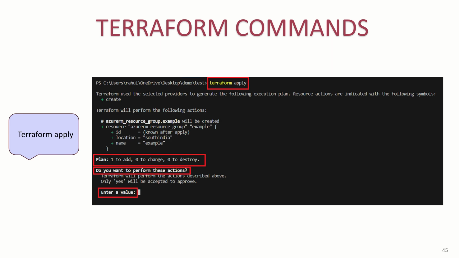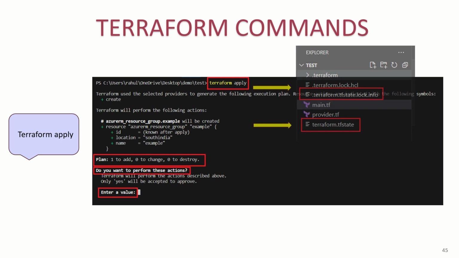Once this is done, we can run the terraform apply command. There it is now asking for our approval. Do you want to perform these actions? Firstly, it is performing the plan, then it shows the action that it is going to take, but not without our approval. In the enter a value prompt, we can either type yes or no, but if we type anything other than yes, it will not approve. Only yes will work here.